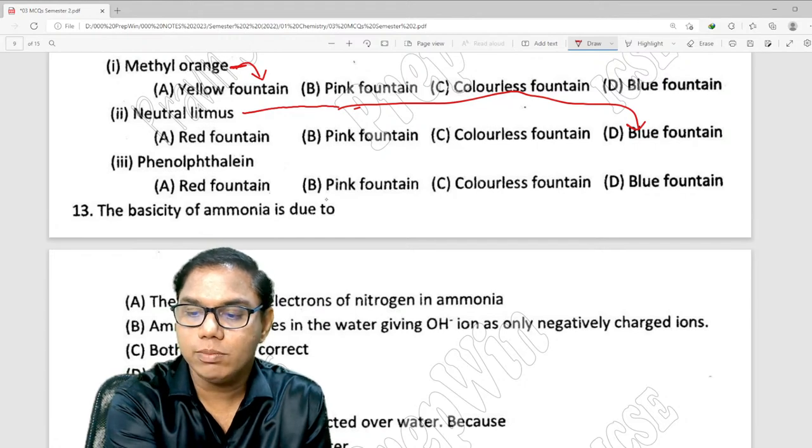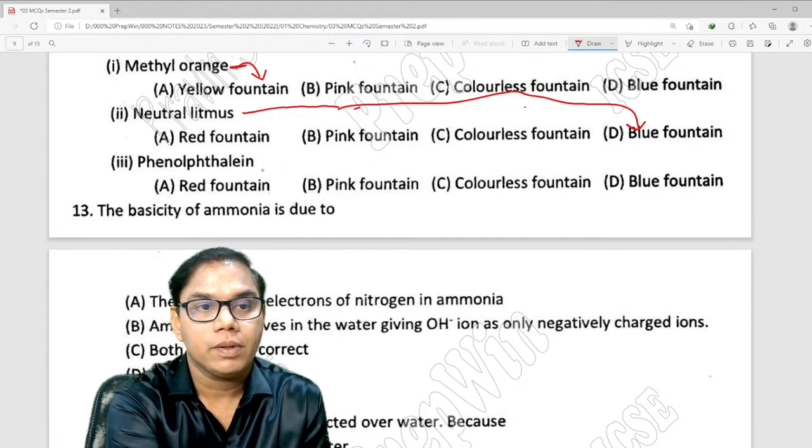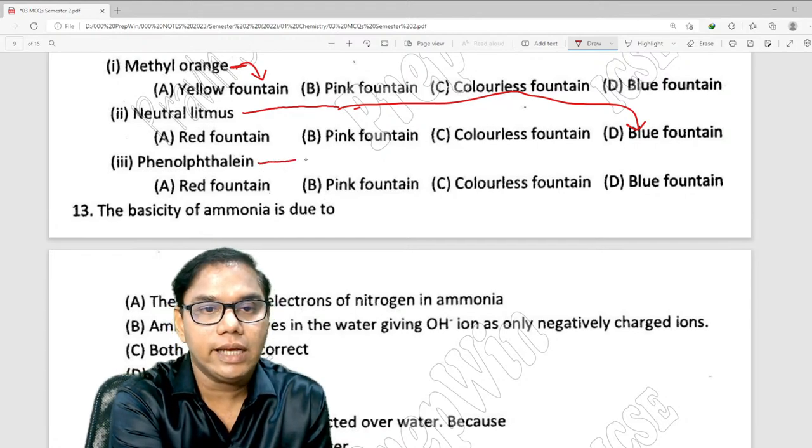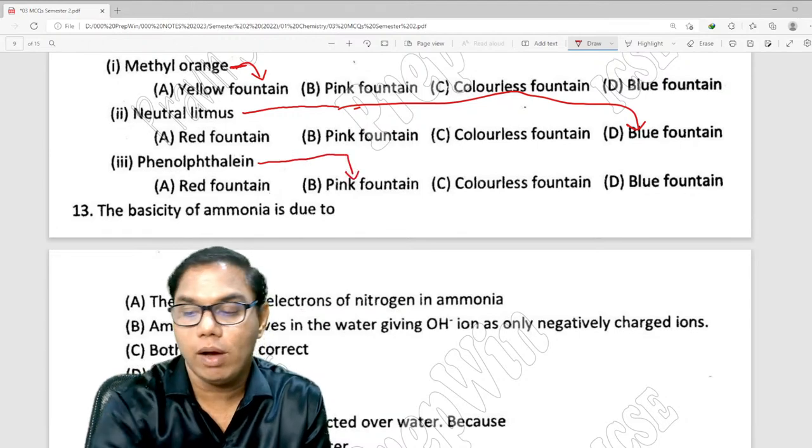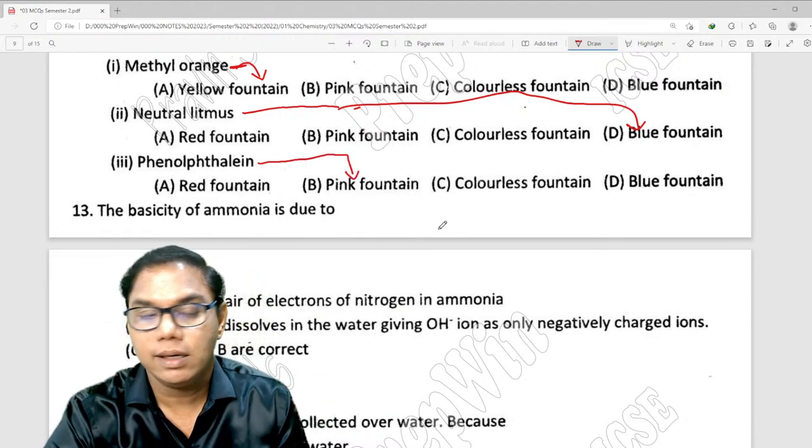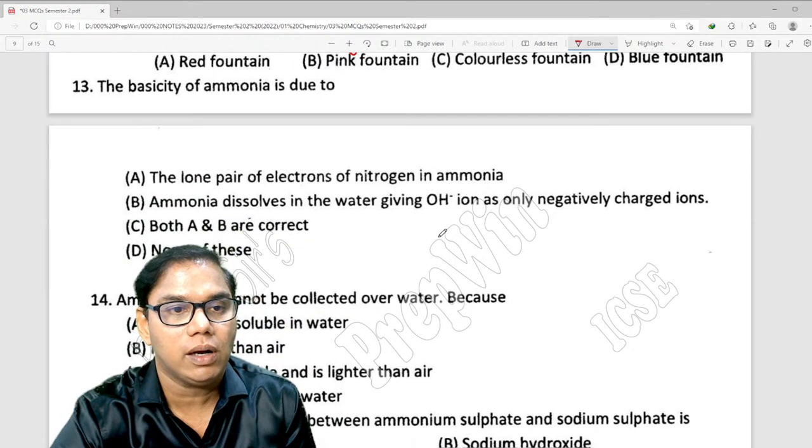Phenolphthalein changes to pink color in base. Yes, absolutely right.